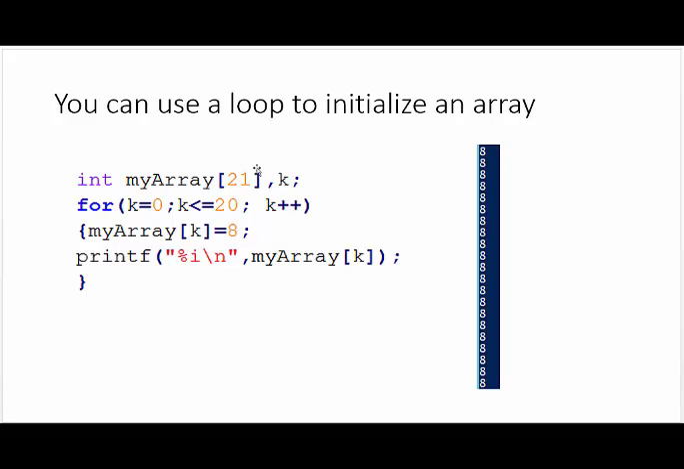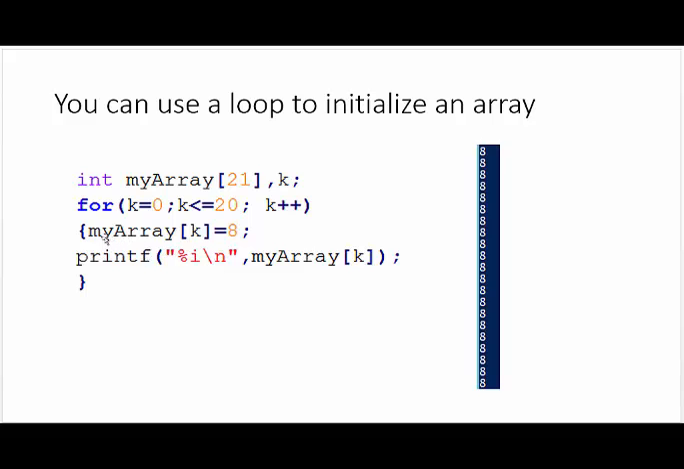In this case I've declared an array called myArray. It is 21 elements long. So when I do my for loop, it starts at k equals 0 and goes to k less than or equal to 20, which will mean 21 elements. Be careful with whether you start with 1 or start with 0. This is a source of off by 1 errors very frequently in programming.